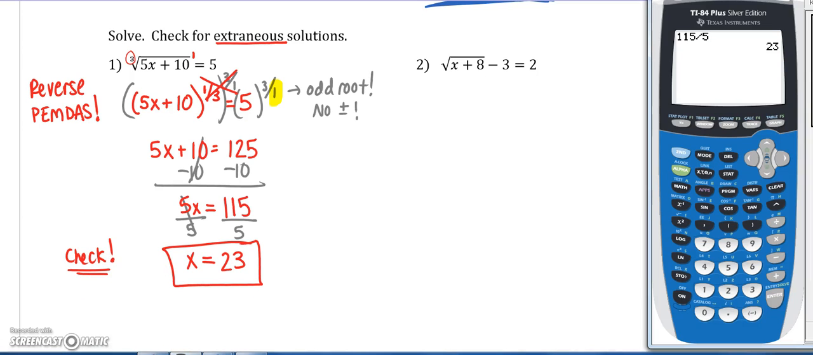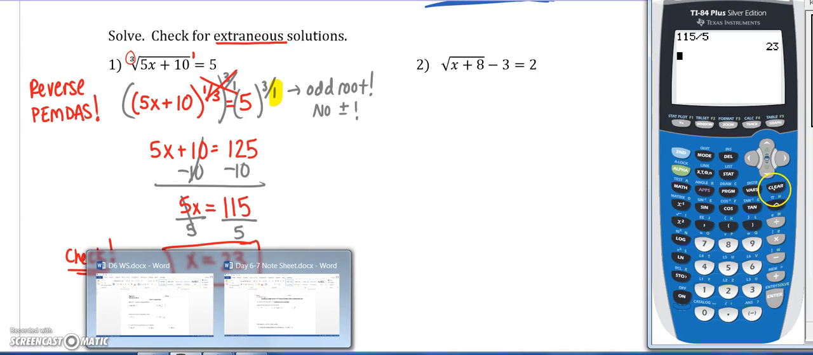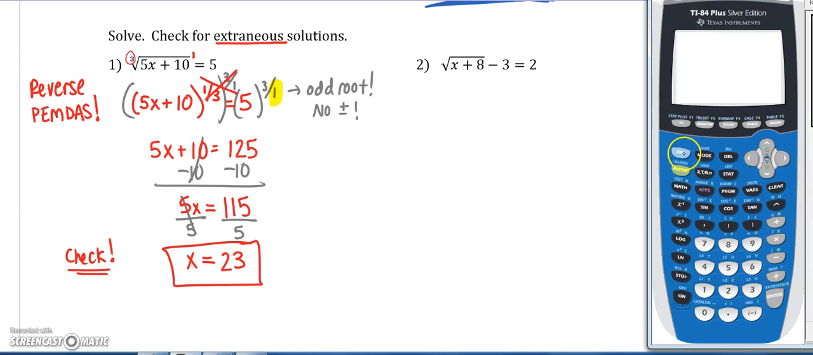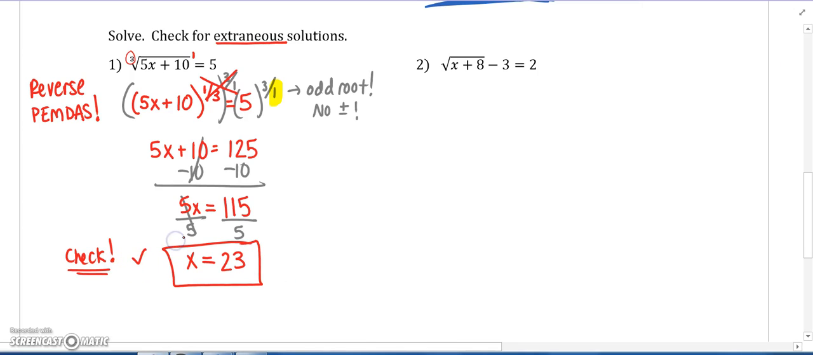We're just going to use our calculator to help us with that. The cubed root of 5x plus 10. Remember where cubed root is? It's under math, and then number 4. In there we've got 5 parentheses 23 plus 10, so 5 times 23 plus 10. And we end up with 5, so it checks out.